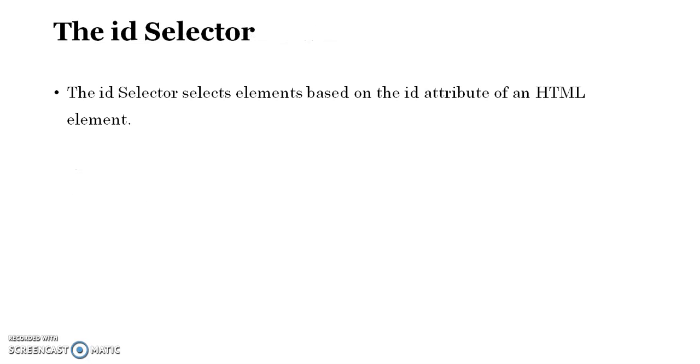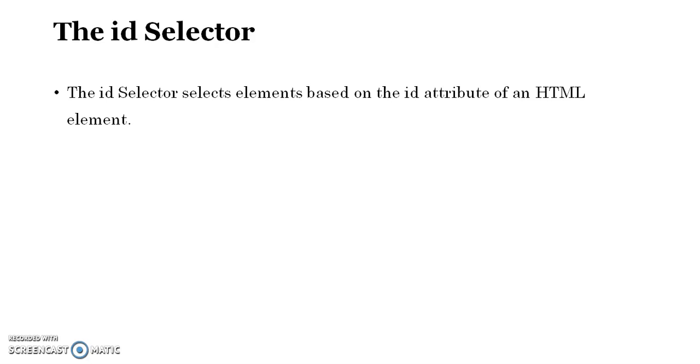Now for the ID selector, each HTML element has an ID attribute and you can select an HTML element based on the value of that ID attribute. Now ID is a unique attribute. The value of the ID attribute must be unique for each and every HTML element. So the advantage of using the ID selector is that you can change the appearance of a particular HTML element.